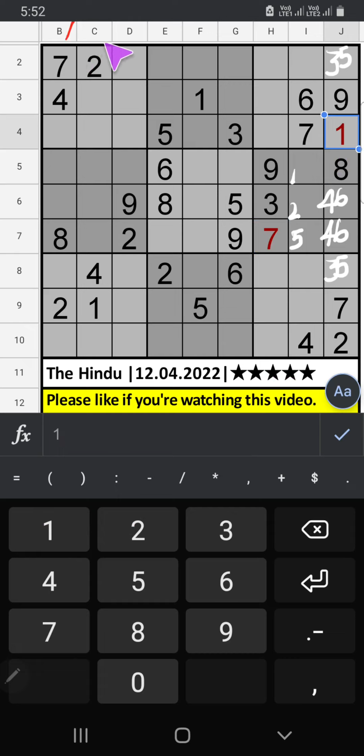Column B, column C, we have 4. So 4 can't come in these cells. Then 4 is confirmed here. Third row and fourth row, we have 1. So 1 can't come in these cells. Then 1 is confirmed here. Fourth row, we have 3 and 5. So 3 and 5 can't come in these cells. It will come in any one of the cells. We will confirm later.